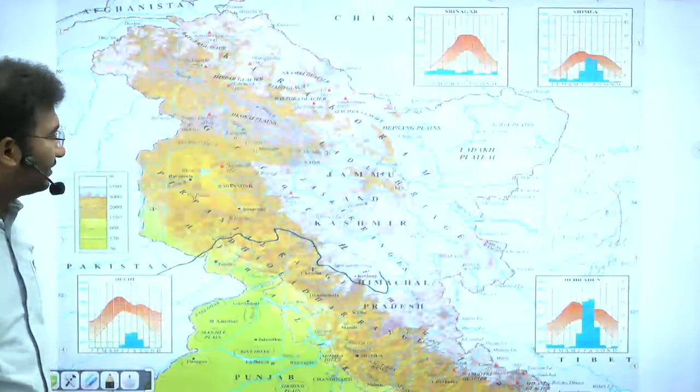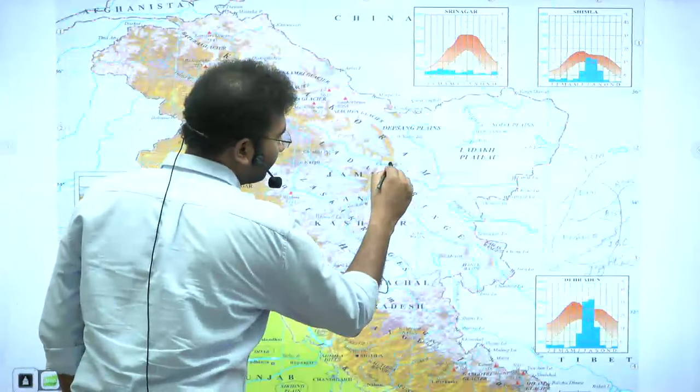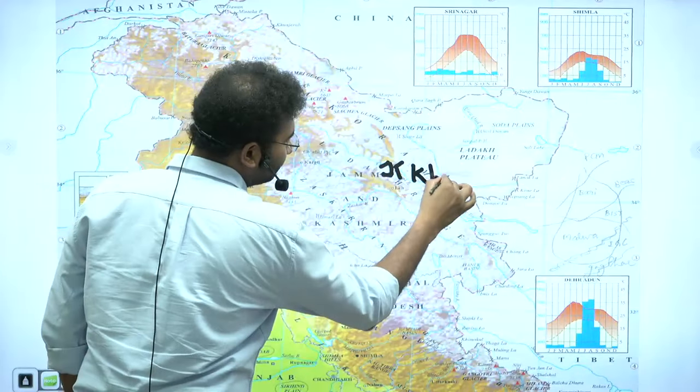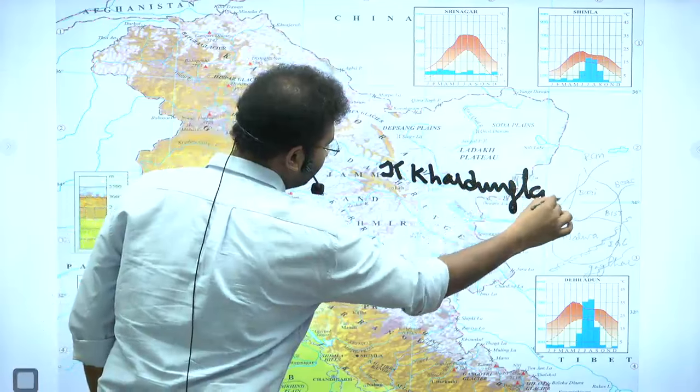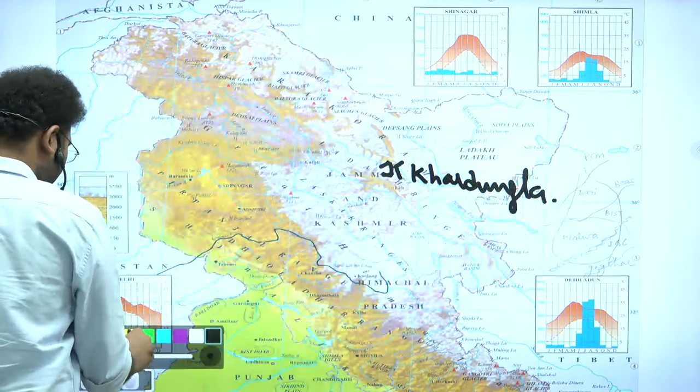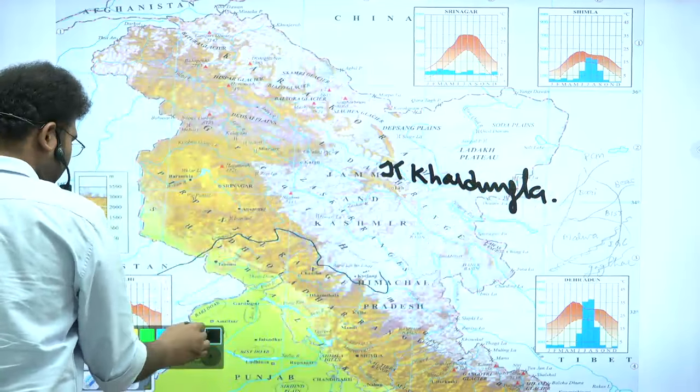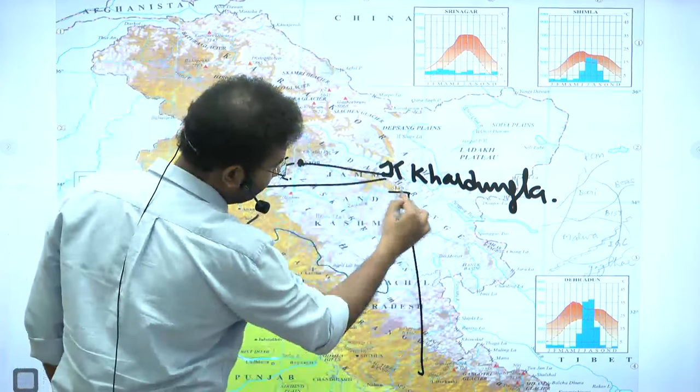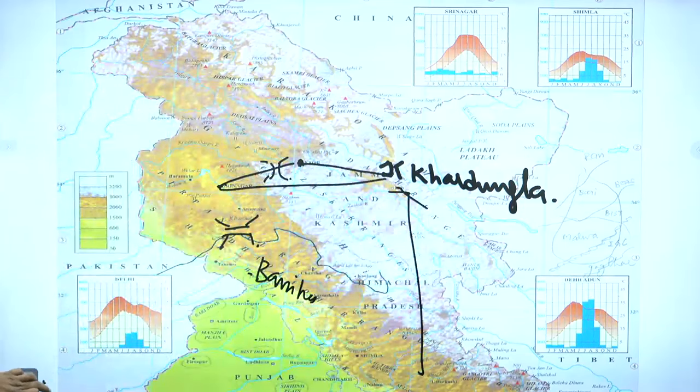And see the passes that you can get to see in your atlas. This is Khardungla. Here, from Srinagar to Jammu, this is Banihal. This is your Kargil. This pass is called Zojila. And from here it is Baralacha La. These are the three important passes that you need to know. Hundreds of other passes will be there, but you need not remember much.